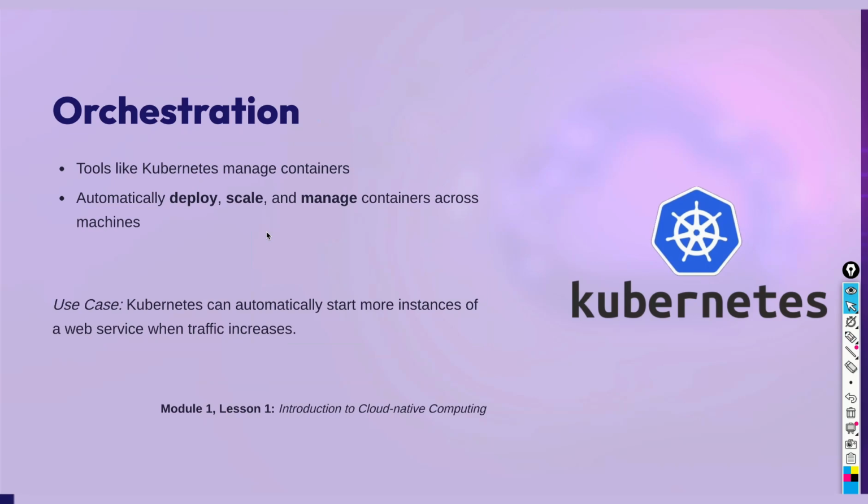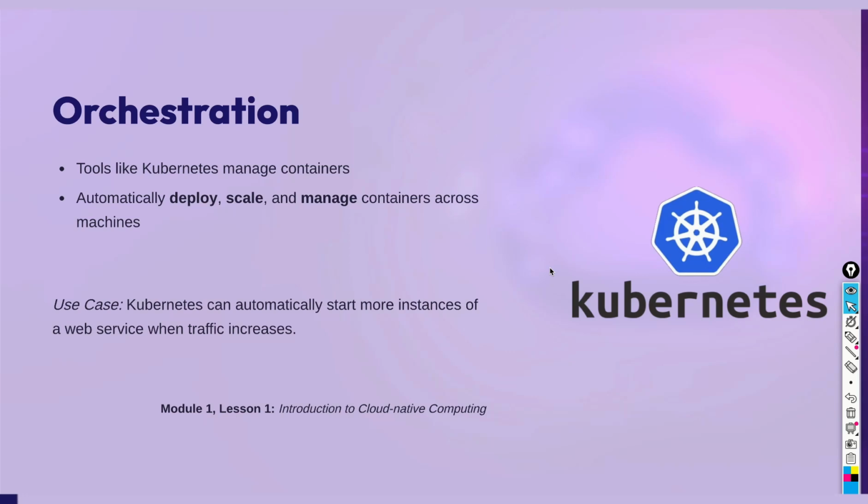Moving on, we have orchestration. Tools like Kubernetes automate the deployment, scaling, and management of your containers across clusters of machines. So you can have 50 VMs, and Kubernetes is basically your command center, your control center to deploy these containers on those different virtual machines.